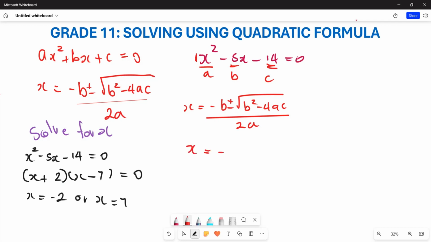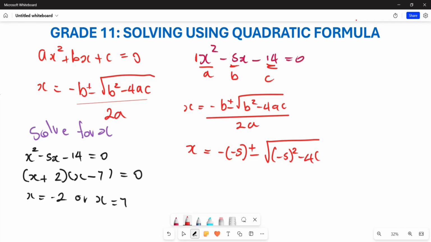Now, what is your b? Your b is negative 5. So you write this still as negative 5, right? Plus or minus the root. Here, what is going to be your p? Remember, it is still given by negative 5 squared, subtract 4, and what is going to be your a?